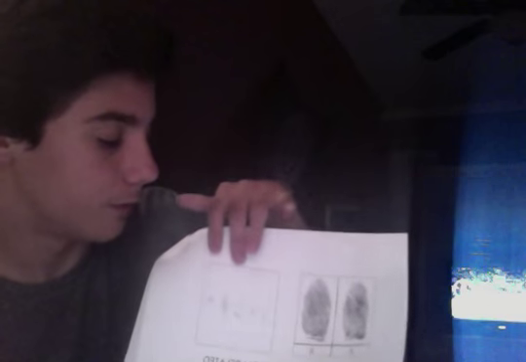And right here we have comparisons. This is two siblings' fingerprints, and they look not identical but very similar. And then these are non-related people's fingerprints, and they look completely different for the most part. So yeah.